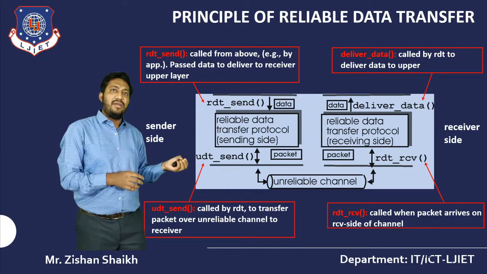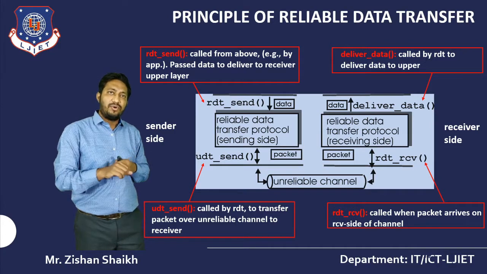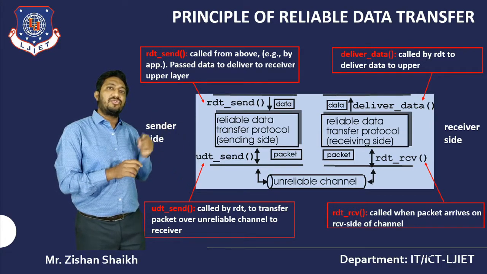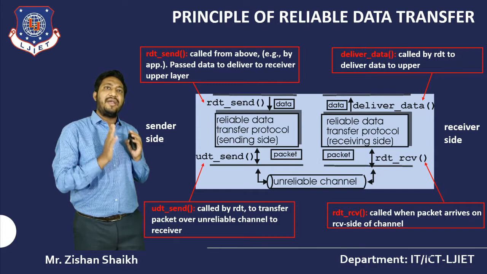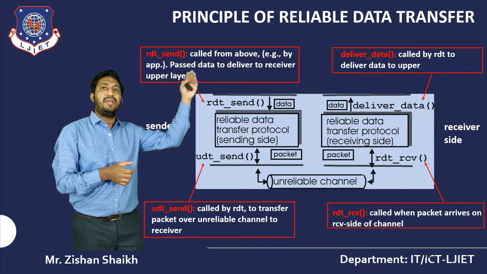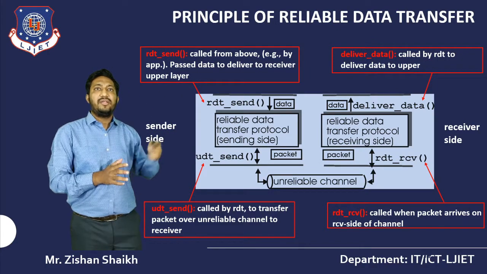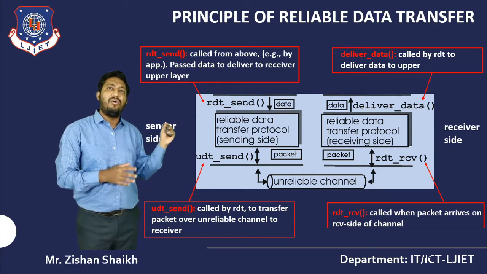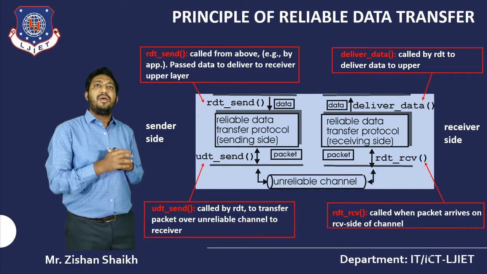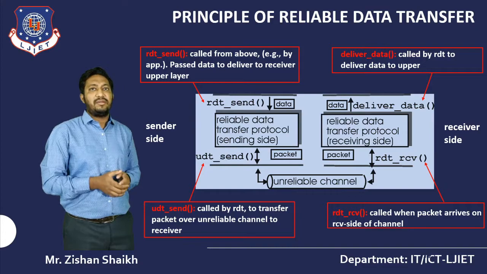It receives the data, which is then processed by our transport layer, and the deliver_data method will be called by RDT to deliver the data to the upper layer, that is, the application layer. So this is the basic principle of how our data will be processed by the reliable data transfer method.